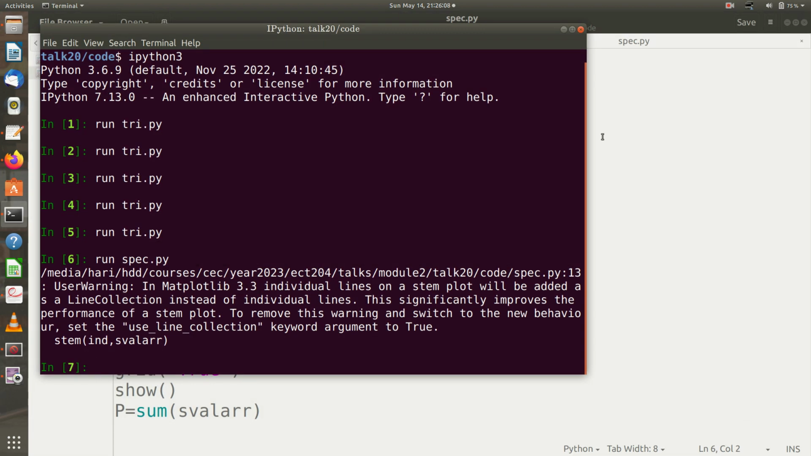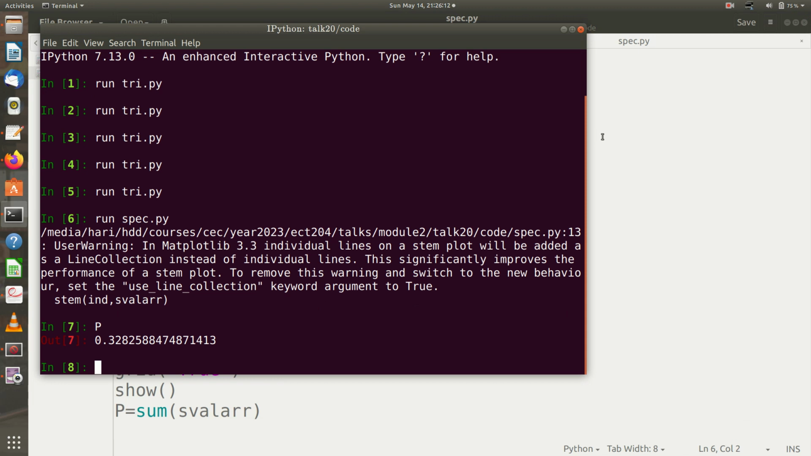Now let us compute this p value. You can see that it should be around 1/3, 0.333. Now it is approximating to 0.328 because I have taken only 20 terms. That is why it is coming to 0.328.